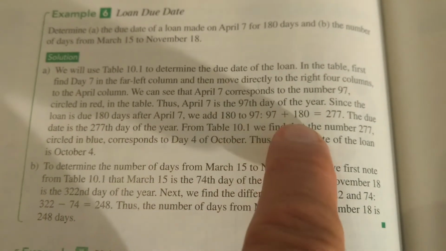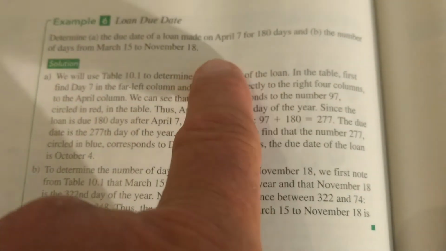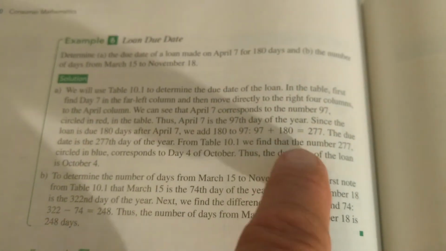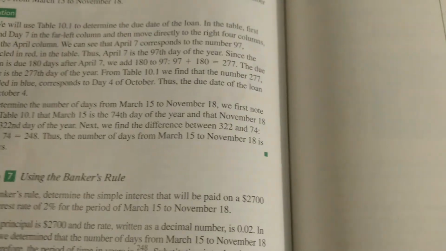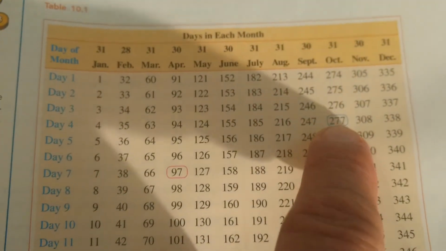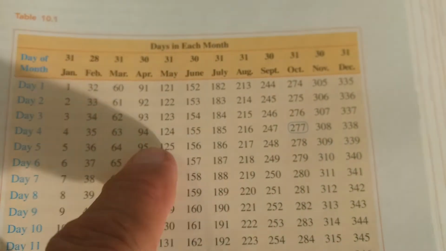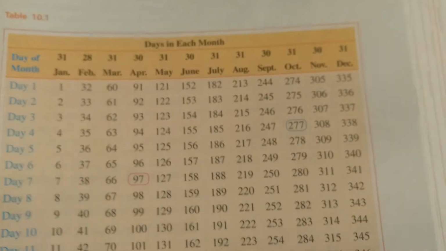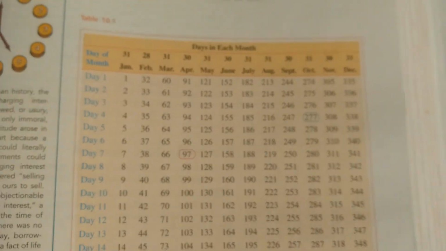So 97 plus 180. Remember, 97 is the 97th day, which is April 7th. 180 days is the days that we have to pay it. So we have 277 days. So basically what happens is, come back to the chart, we're going to find day 277. We're going to see we're in October. And if we follow it over here, we're October 4th. So the loan is due on October 4th.